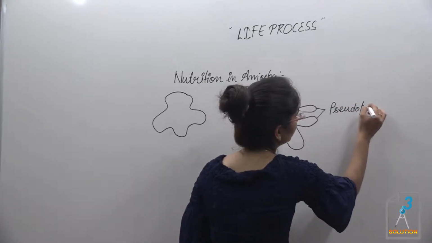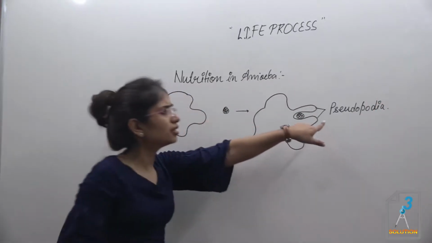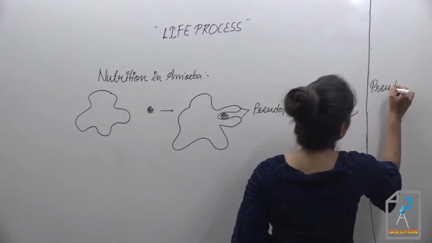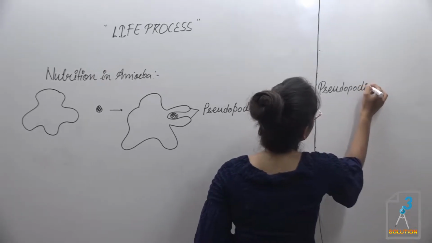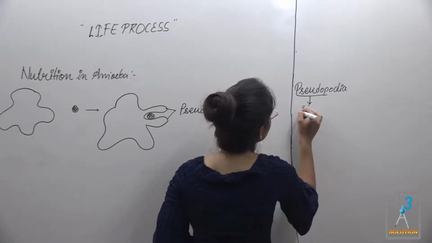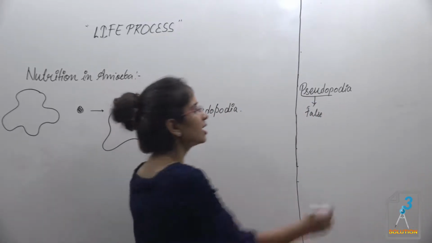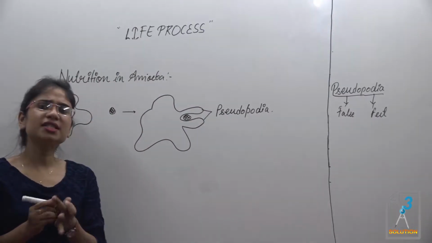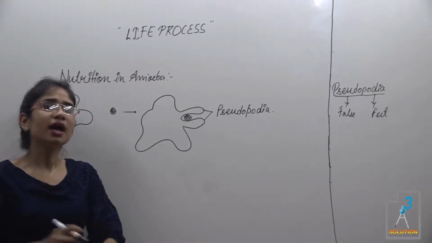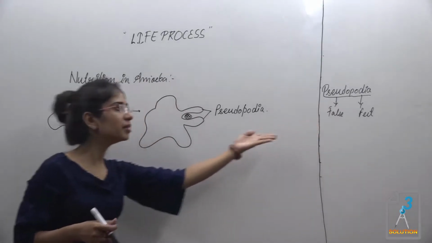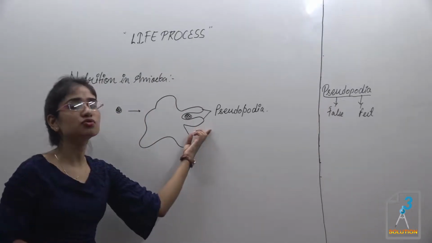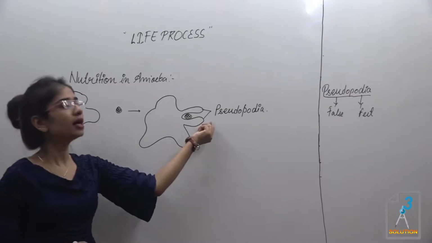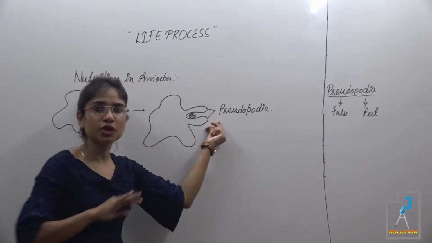P-S-E-U-D-O, pseudopodia. Now, what does this name signify? Pseudo means false, and podia means feet. Very simple. Though it is a single cellular organism, can it have actual feet? No, but it forms feet-like structures, and these feet-like structures are called pseudopodia. So by the formation of the pseudopodia, the amoeba just covers its food completely.